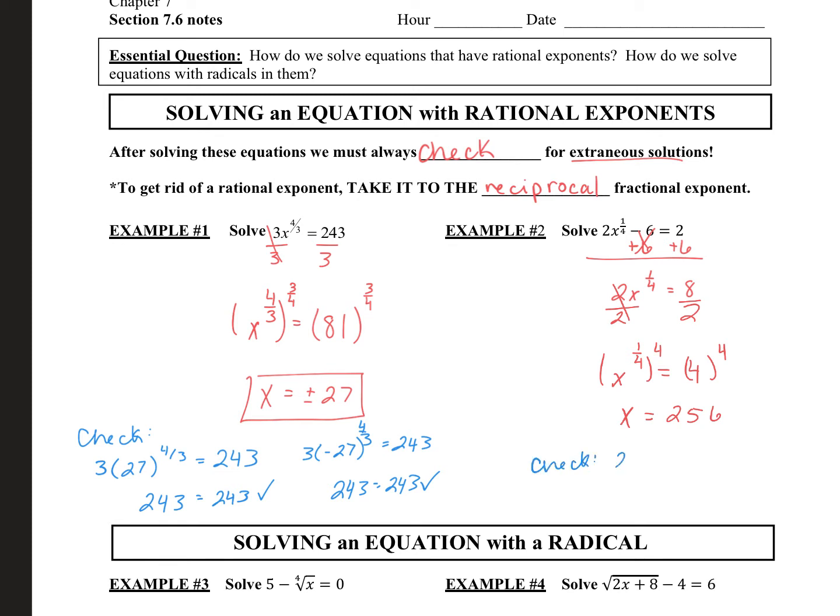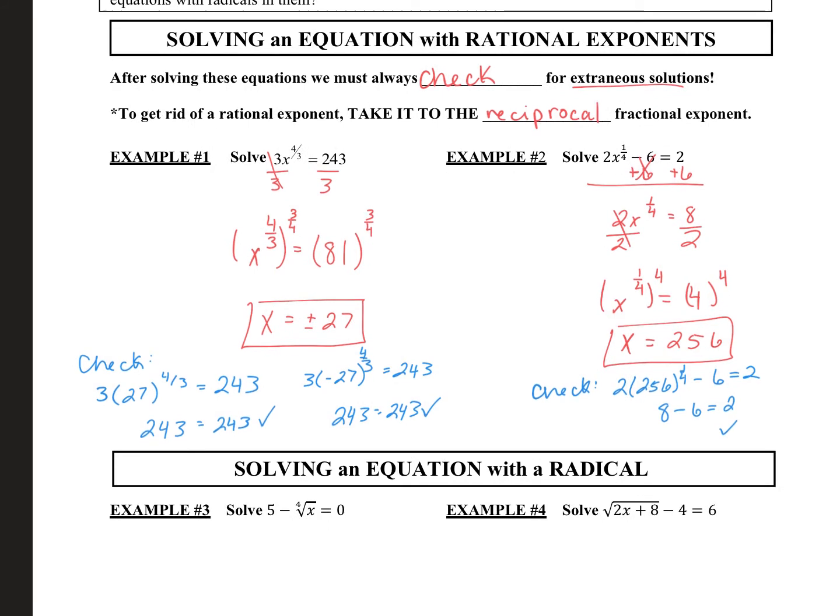So we have 2 times 256 to the 1/4 power minus 6 equals 2. All right, 256 to the 1/4 power is 4. 2 times 4 is 8. So we have 8 minus 6 equals 2, and that is true. So x equals 256 is a solution. All right, let's move on to the next example.